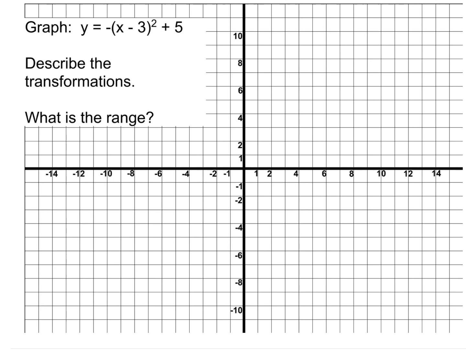As you go and graph this, notice there are 3 different transformations being applied. They're the same 3 that we just did separately. So that minus out front, it should be reflecting across the x-axis. The minus 3, it's inside with the x, so it's moving it left and right. Minus moves right, so that one's going to go right 3. And the plus 5, it's going to be moving it up 5, because that 5 is hanging on the end.